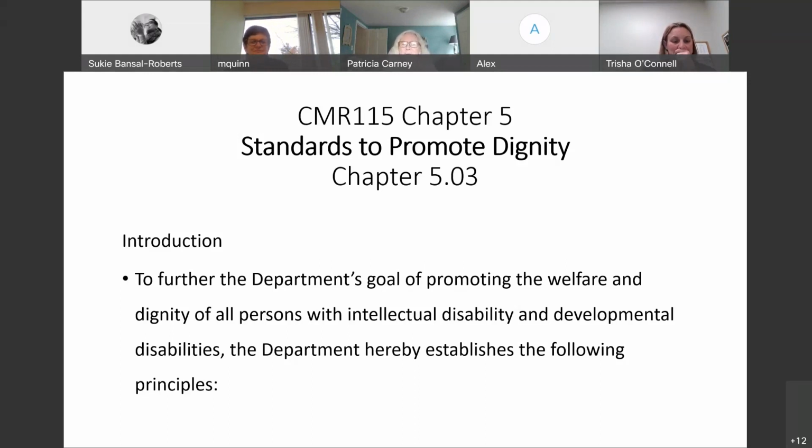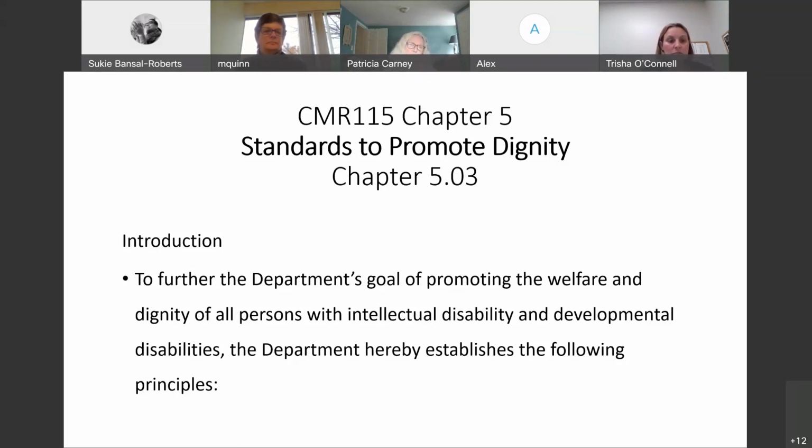To further the department's goal of promoting the welfare and dignity of all persons with intellectual disability and developmental disabilities, the department hereby establishes the following principles. Keep in mind that these principles are directly related to our mission and the guiding principles of DDS, which should also be put into the ddslearning.com website, so you should be able to find them.